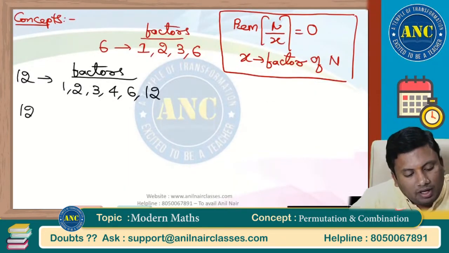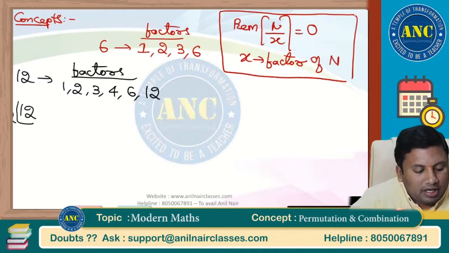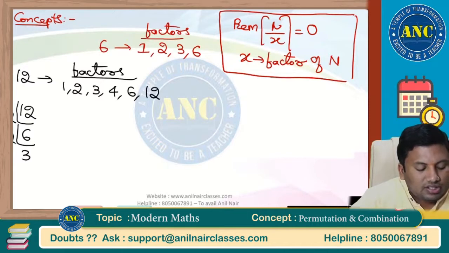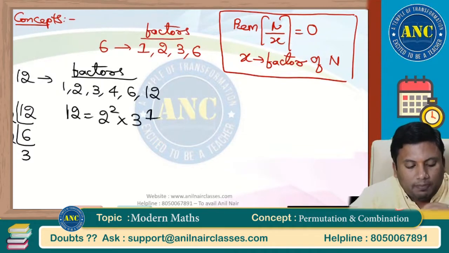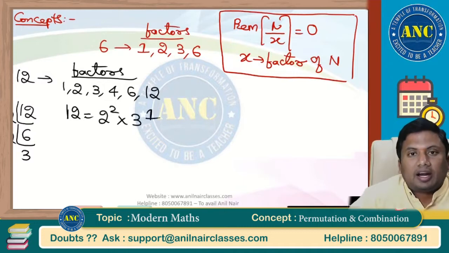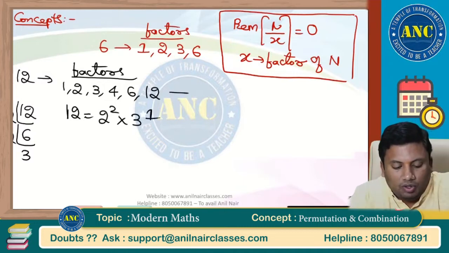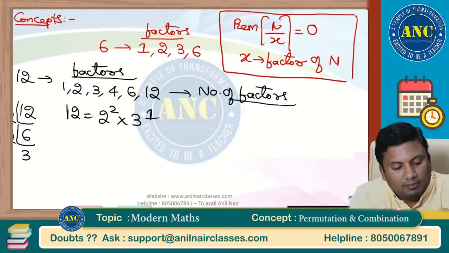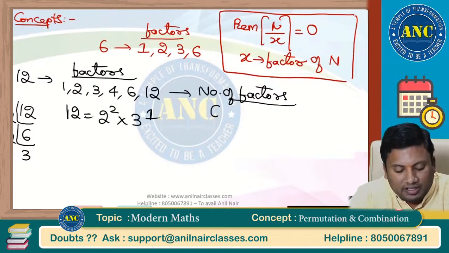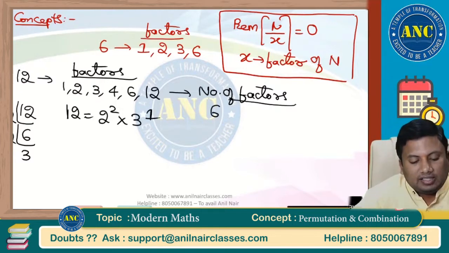Step number 1. Write down this number as a product of prime bases. 2 sixes are 12. 2 threes are 6. So, 12 is nothing but 2 square into 3 power 1. One way is to write down all the factors and count them. How many factors are there for this number? 1, 2, 3, 4, 5, 6. Totally 6 factors are there.